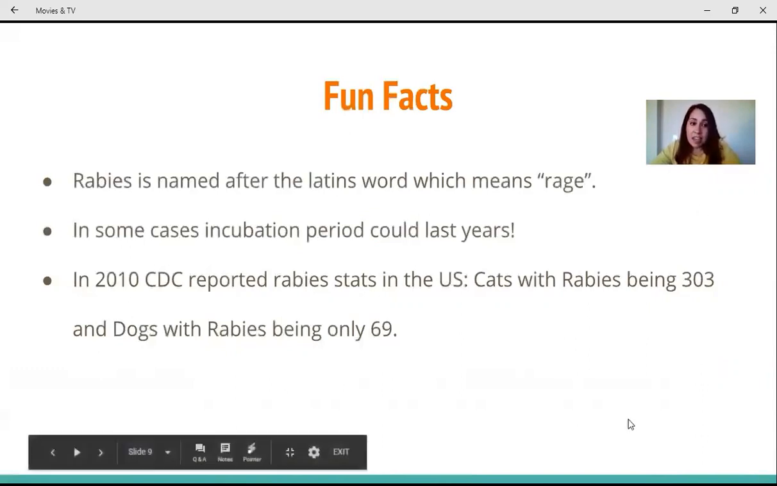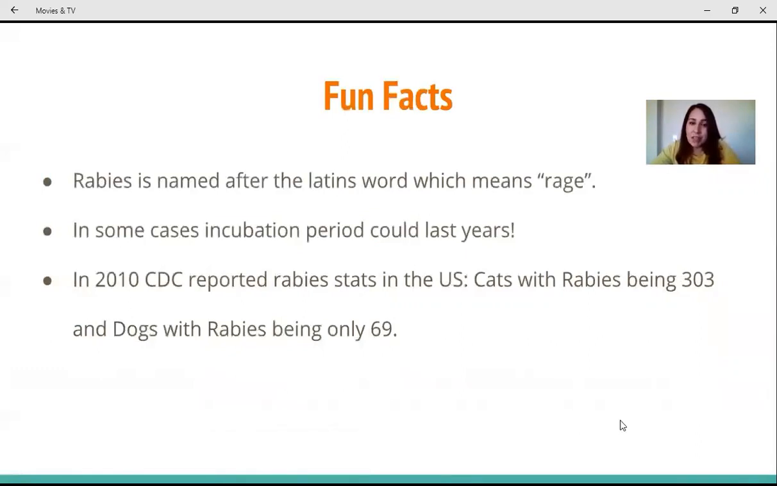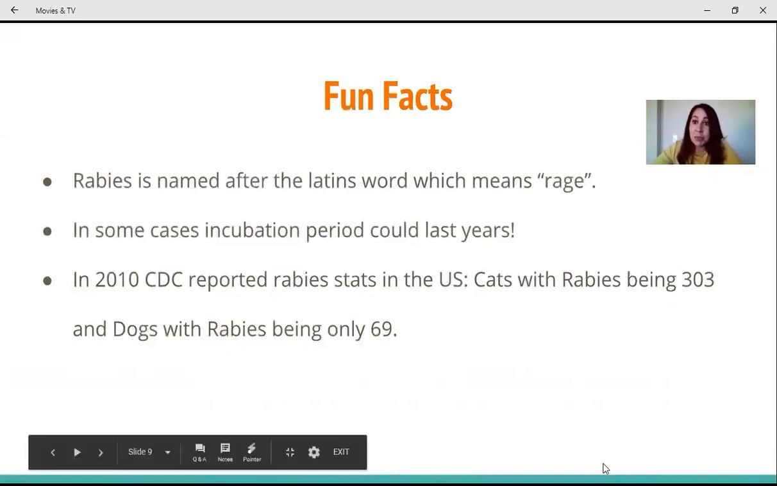And then lastly, a lot of the times we think that dogs have rabies most of the time, but in 2010, CDC did a report, and they actually found that cats that year had more rabies than dogs did in the United States. So, comparison from cats having 303 cats being reported with rabies, and then only 69 dogs being reported having rabies. So super big difference and kind of shocking.